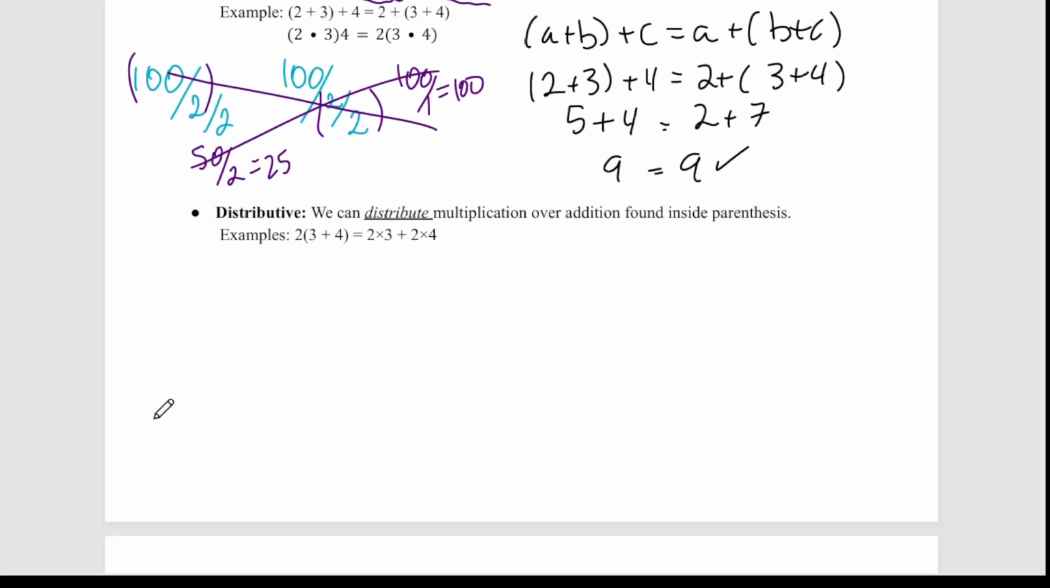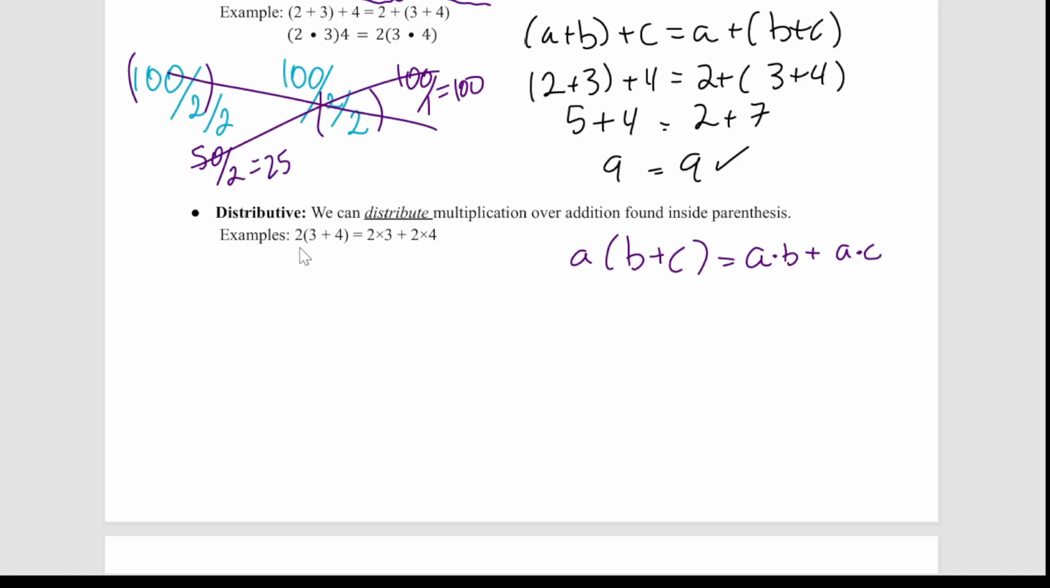The distributive property is very specifically that we can distribute multiplication over addition that's found inside parentheses. So you'll often see it written in a textbook something like this, that if I have A, parentheses, B plus C, that's the same thing as A times B plus A times C. This is most helpful when dealing with actual equations, which we'll get to a little bit later, but it's helpful to practice it first with just real numbers.